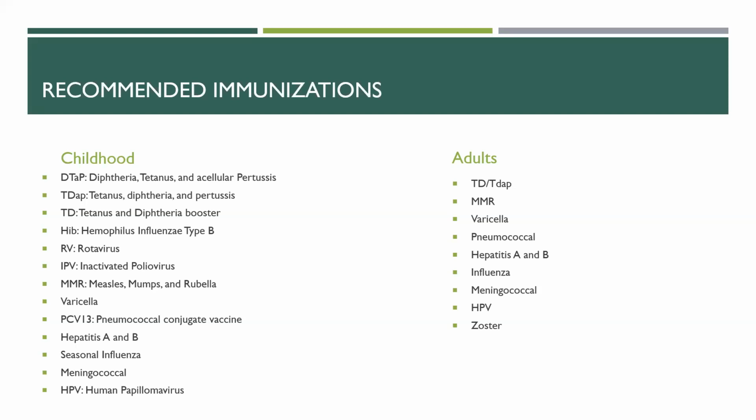While we assume that adults have received a lot of these childhood vaccines, that's not always the case. So some may be given in adulthood, and some may just be given as boosters or recommended after certain ages. So in adults, we can give the TD or the Tdap, the MMR, the varicella, the pneumococcal, hepatitis A and B, influenza, meningococcal, HPV, and Zoster vaccines.